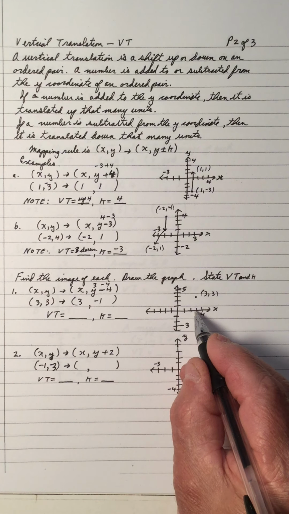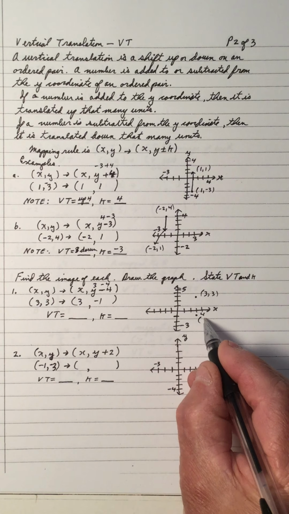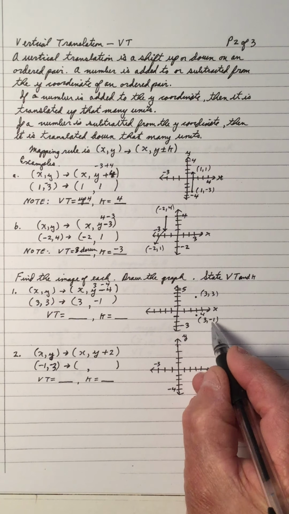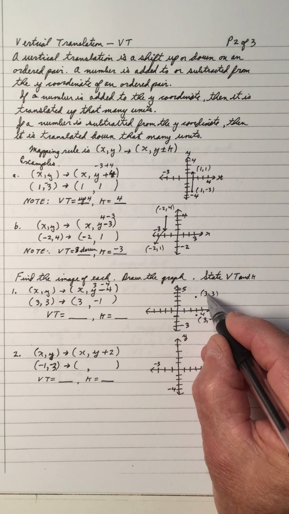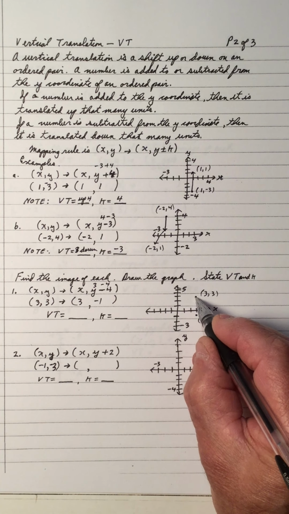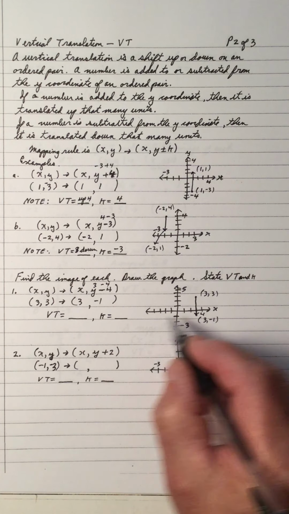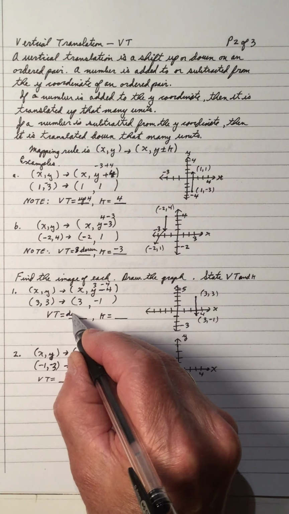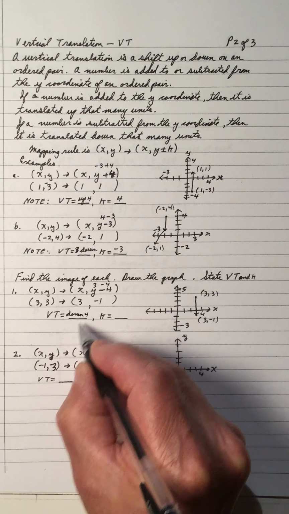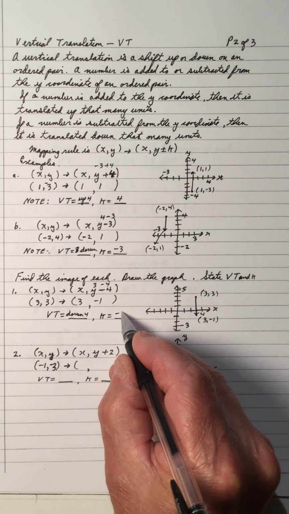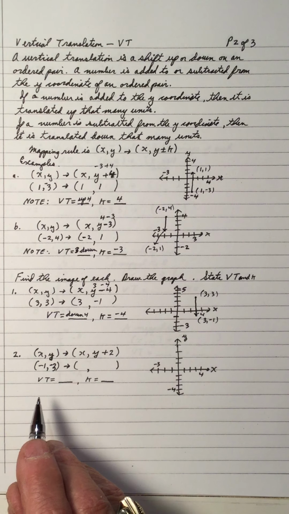x is 3, negative 1 there. So that new point is (3, negative 1). And we went from this (3, 3) to (3, negative 1). So the arrow shows you went down 4, or 4 down, down 4. And that's k is a minus 4.